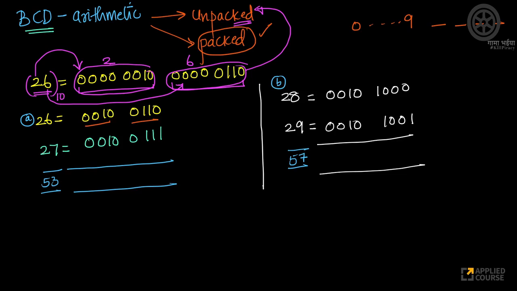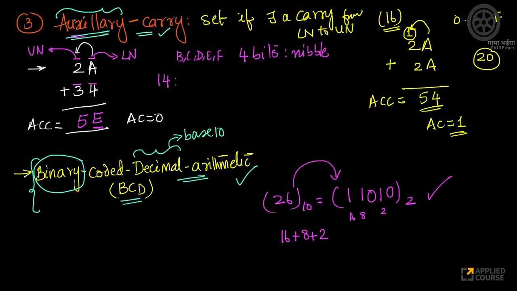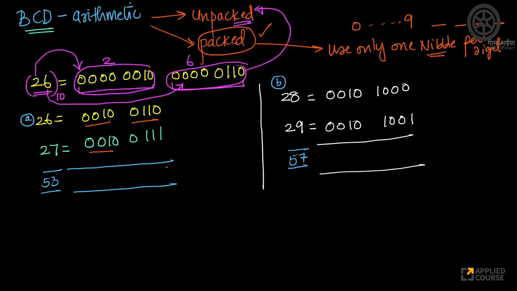Similarly, I can represent 27. Each digit I can represent using 1 nibble. So the packed BCD says use only 1 nibble per digit. Again, nibble as a concept and auxiliary carry as a flag is extremely useful in binary coded decimal arithmetic. Some processors allow us to do binary coded decimal arithmetic. It has its own advantages and disadvantages both.